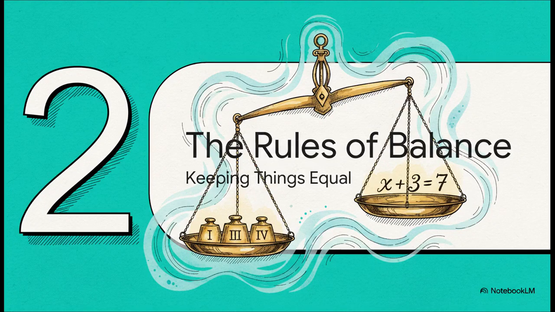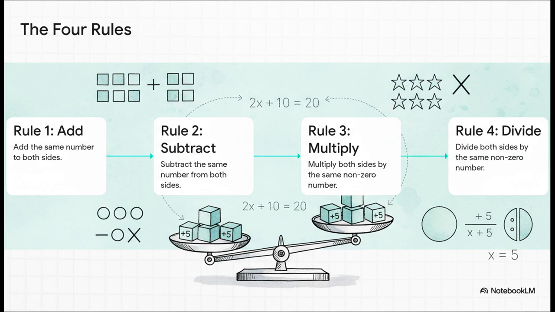Okay, so if an equation is a balanced scale, how do we actually use it to find anything out? How do we move things around without tipping the whole thing over? Well, it all comes down to 4 golden rules for keeping things equal. The main idea here is just be fair.